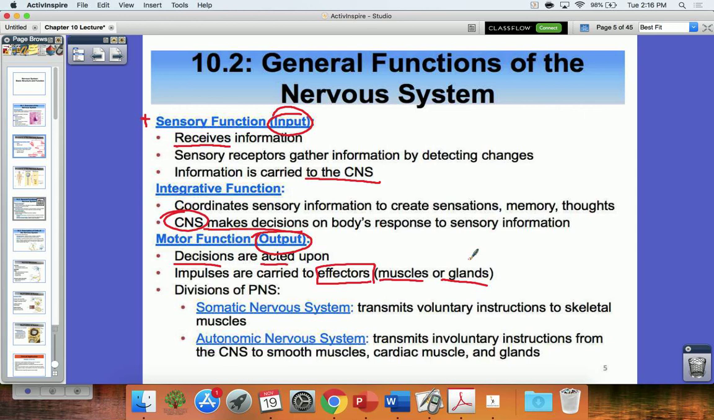And so the motor division, again, is taking information from the CNS to the PNS, and it's going to be carried specifically to effectors. And as I mentioned before on our other flow chart that we just wrote, there are two divisions of the PNS, which are the somatic and autonomic nervous system. The somatic nervous system is voluntary, so those are things that we can control, whereas the autonomic nervous system is automatic, and so those are things that we cannot control. That's going to be like the heart, any other smooth muscles, and glands, like we mentioned on the other slides.